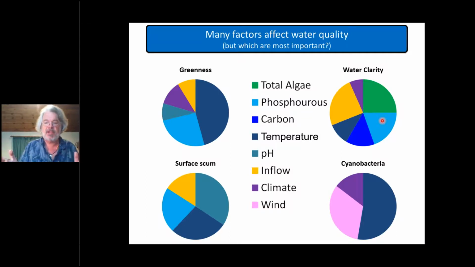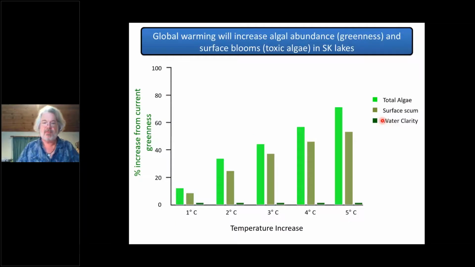So we took all this information and we modeled it. We basically said, what are the relationships between climate warming, nutrients, and water flow, and how will they change in the future? And so when you do that, you get these sorts of relationships. So this is basically how much greener will the water get when it's 1 degree, 2 degrees, 3 degrees, 4 degrees, or 5 degrees warmer than at present.